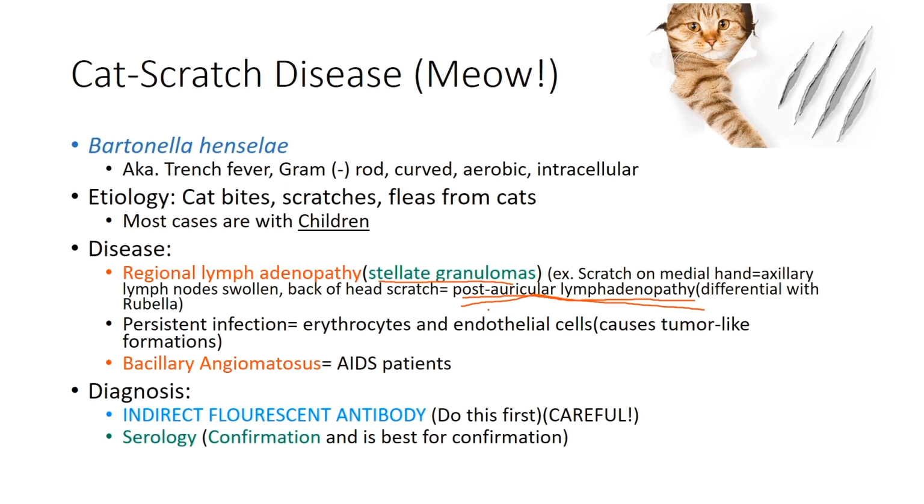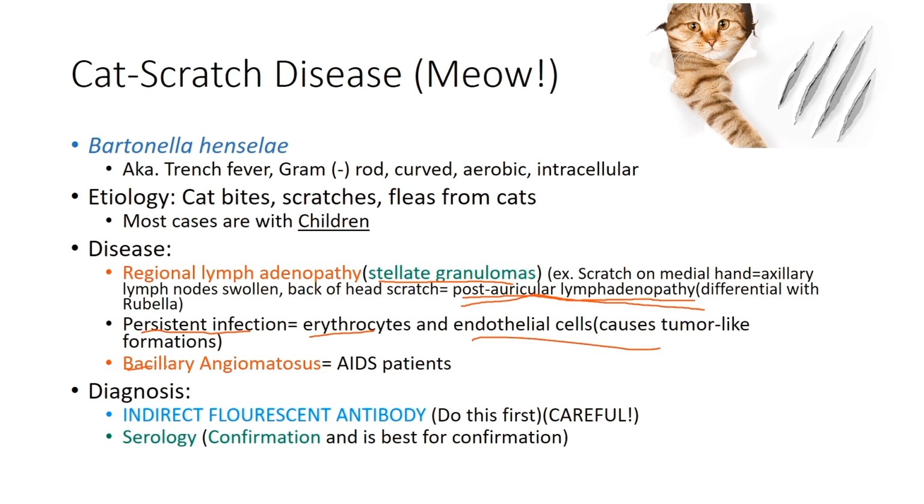It causes these granulomas. They're called stellate granulomas. And they're kind of weird because they also could have some fluid within them. This is a persistent infection. It sometimes can occur with patients that are cancer patients or AIDS patients or something like that, and that can lead to overgrowth of endothelial cells because these cells infect a lot of tissue. They can cause endothelial cells to overgrow, and this can cause a tumor-like formation.